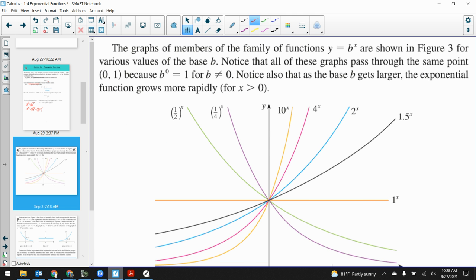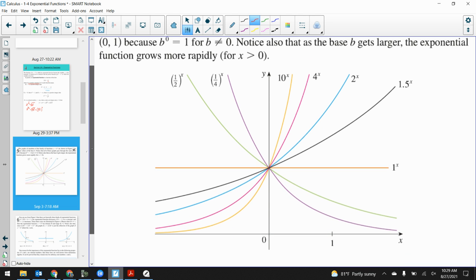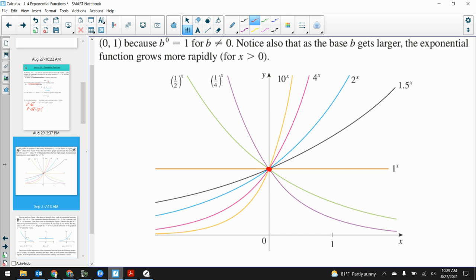The graphs of members of the families of functions y equal to b to the x are shown here for various values of the base. Notice that all of these graphs pass through the same point, 0, 1. They all pass through 0, 1 because if you take any base, raise it to the 0 power, it's always 1. It can be a big number, small number, fraction, anything. Raise it to the 0 power, it is always 1.